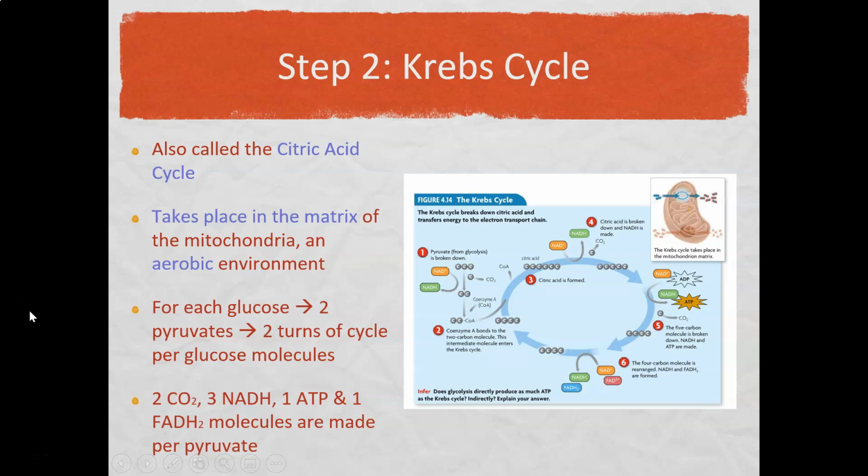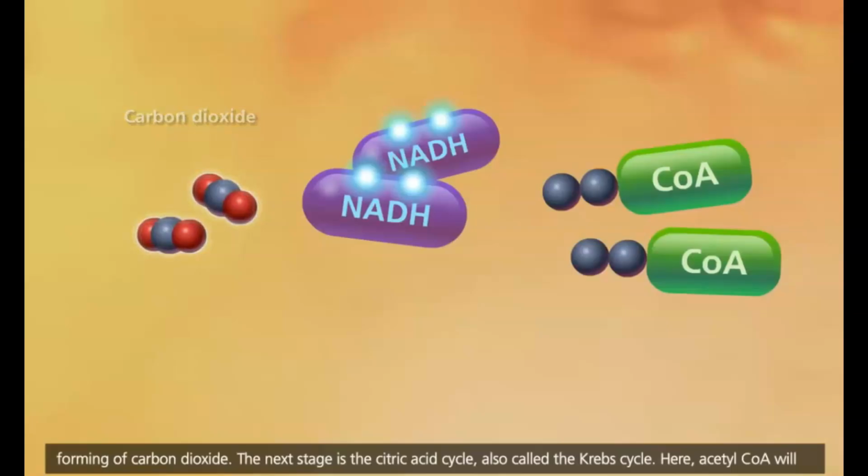Now keep in mind that if a question were to ask how many of these molecules get made per glucose, that means this entire cycle has to go twice, right? One turn for the first pyruvate that came off, and a second turn for the second pyruvate, which means if I were to ask you these numbers per glucose, you'd have to double them. So 4 carbon dioxides, 6 NADHs, 2 ATPs, and 2 FADH2s per glucose.